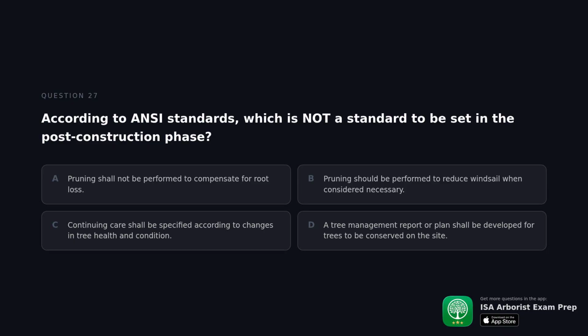According to ANSI standards, which is not a standard to be set in the post-construction phase? A. Pruning shall not be performed to compensate for root loss. B. Pruning should be performed to reduce wind sail when considered necessary. C. Continuing care shall be specified according to changes in tree health and condition. D. A tree management report or plan shall be developed for trees to be conserved on the site.